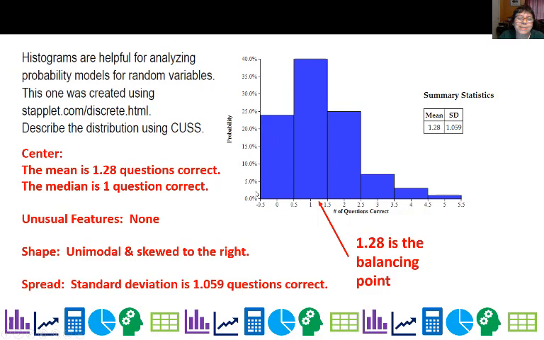The unusual features: not really anything super unusual, no outliers, no gaps, nothing like that. I would definitely say unimodal, just one peak, and definitely skewed to the right. The standard deviation, since I have it, is 1.059 questions correct, so use the standard deviation if you have it. I could do min to max; in this case, I know it's from 0 to 5. And you see how this thing does sort of center on your point? That's because it's trying to simulate continuous as well with these discrete numbers. So that's fine.